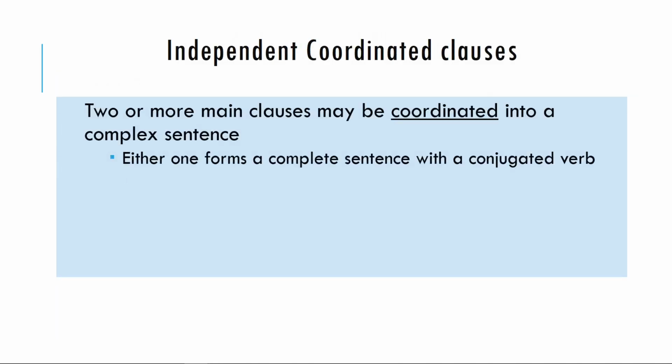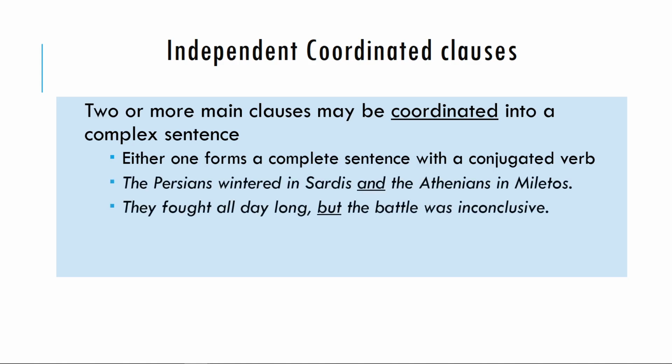So 2 or more main clauses can be coordinated. We've seen this plenty of times now. Either one by itself forms a complete sentence, and together, if you coordinate them, you can have coordinated predicatives. So we can have the Persians wintering in Sardis and the Athenians in Miletus. We've seen plenty of that, and they're introduced by words like and, but, yet, or, all of which are coordinators. Now, those are coordinating conjunctions.